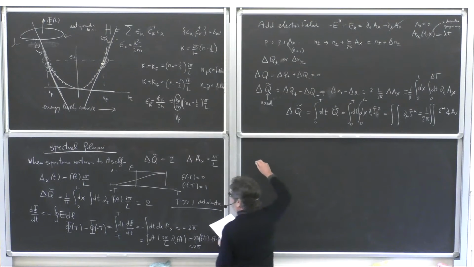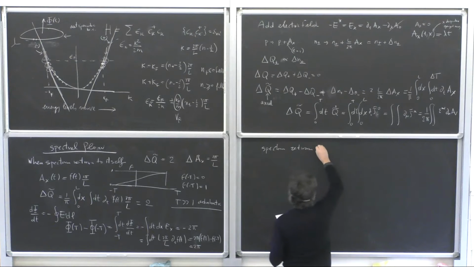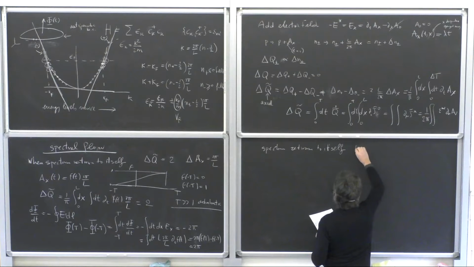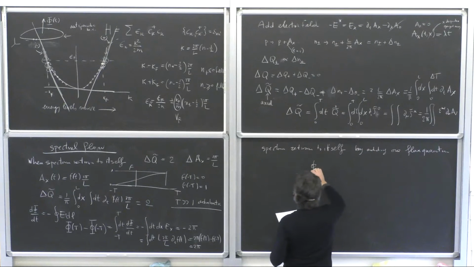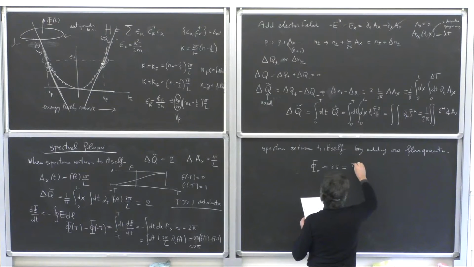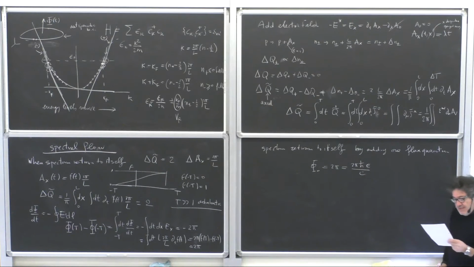Okay? And so we have arrived to the fact that the spectrum returns to itself by adding one flux quantum, Phi naught, which is 2 pi, or if you want to put back the constant, it is this quantity. Okay? So insertion of a flux quantum does not change the spectrum of the Hamiltonian.